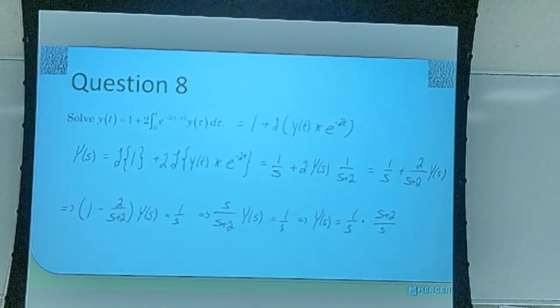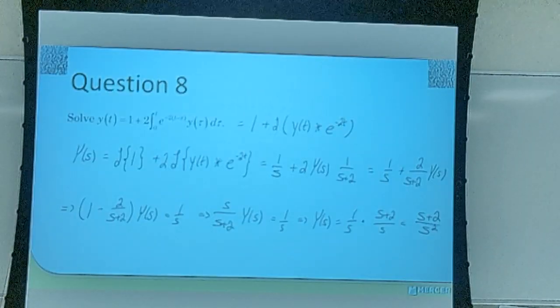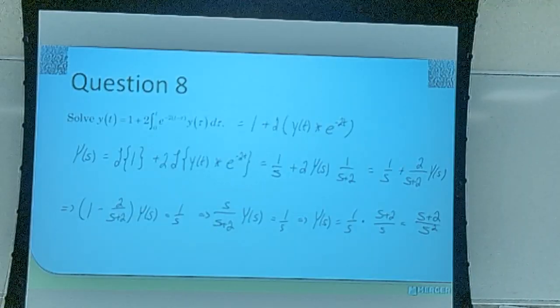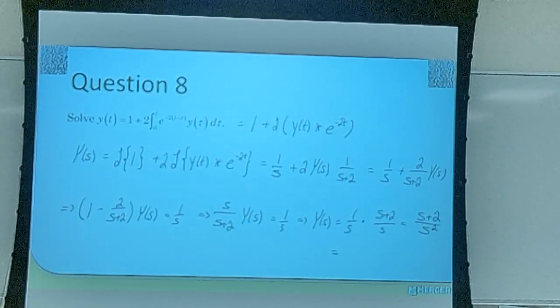Yeah, that's right. s plus 2 over s squared. Can that be simplified? I don't want to say simplified, because that technically is simplified. Can that be expanded very easily? What does it expand to?